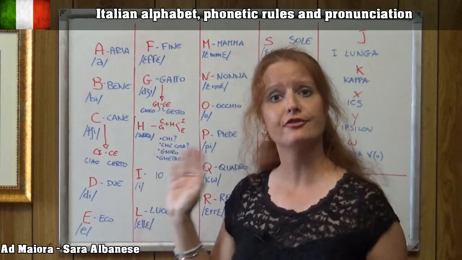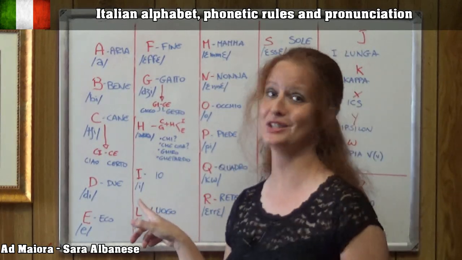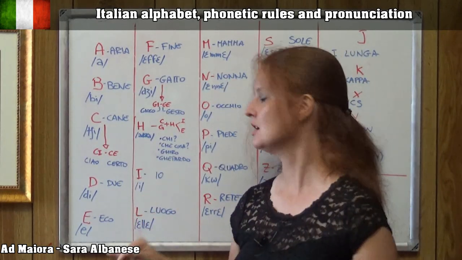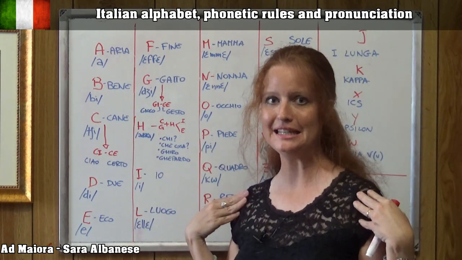A, B, C, D, E, F, G, H, I. This is easy. I. Okay, it's not pronounced I as in English, it's pronounced I, and we use it to say I, first person singular. Io.